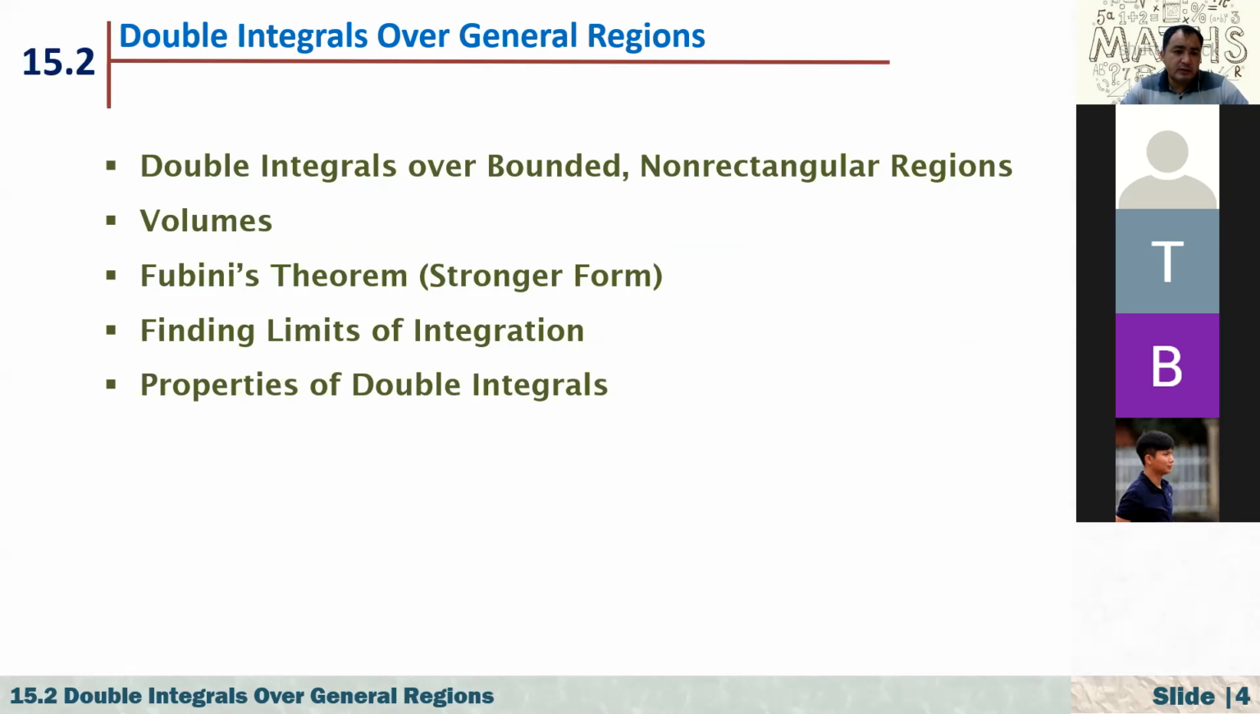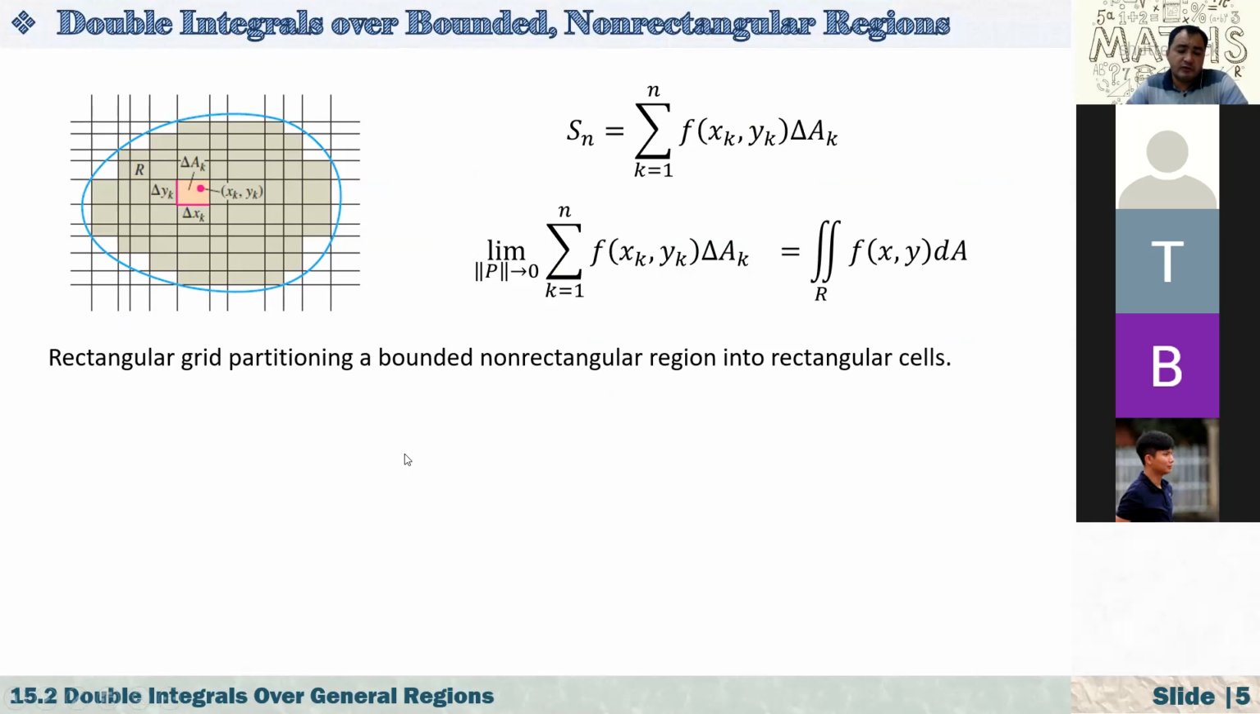So what are we going to study here? Double integrals over bounded non-rectangular regions and volumes, Fubini's theorem in its stronger form (the first form we already studied in the previous class), finding limits of integration, and properties of double integrals. That's what we will cover in this section, and hopefully I'll cover everything in 35 minutes. After that, we have a short break, and then another section, 15.3. That's all for today, and the class will continue with polar coordinates.